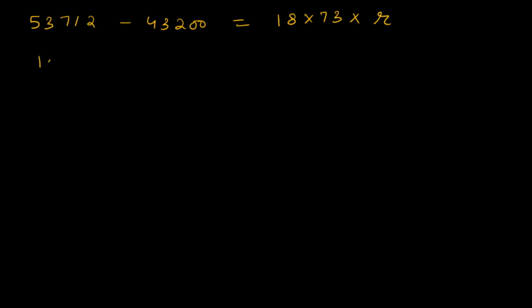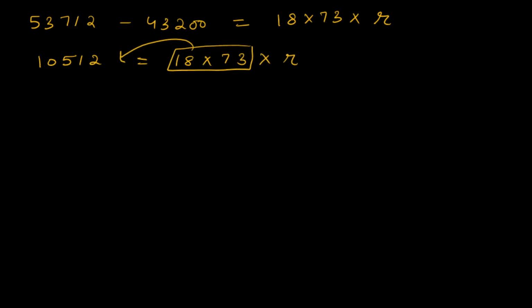Okay, so this is 10,512. 10,512 is equal to 18 into 73 into R. So these two, let's shift to this side. Since R's value we have to find, both of them will get divided: 10,512 divided by 18 into 73. So we can do cancellation.